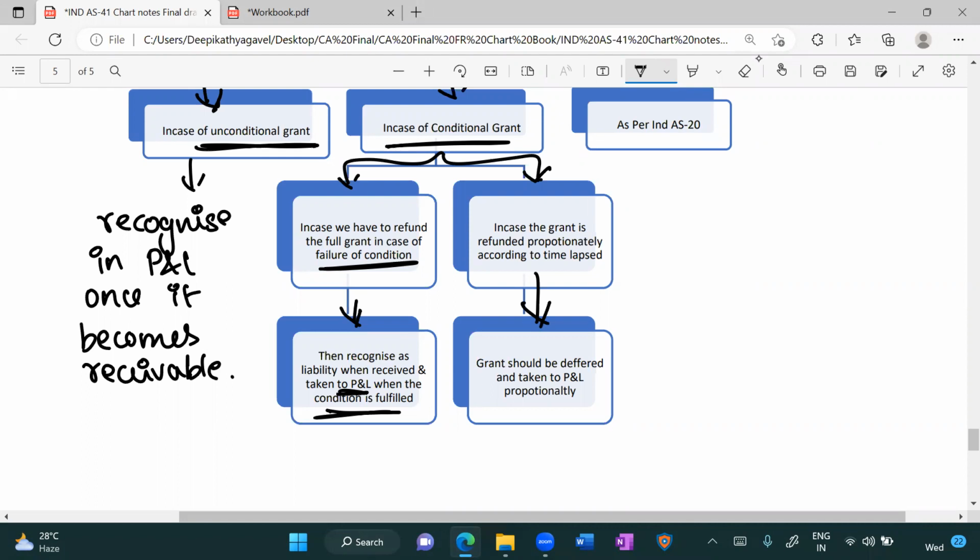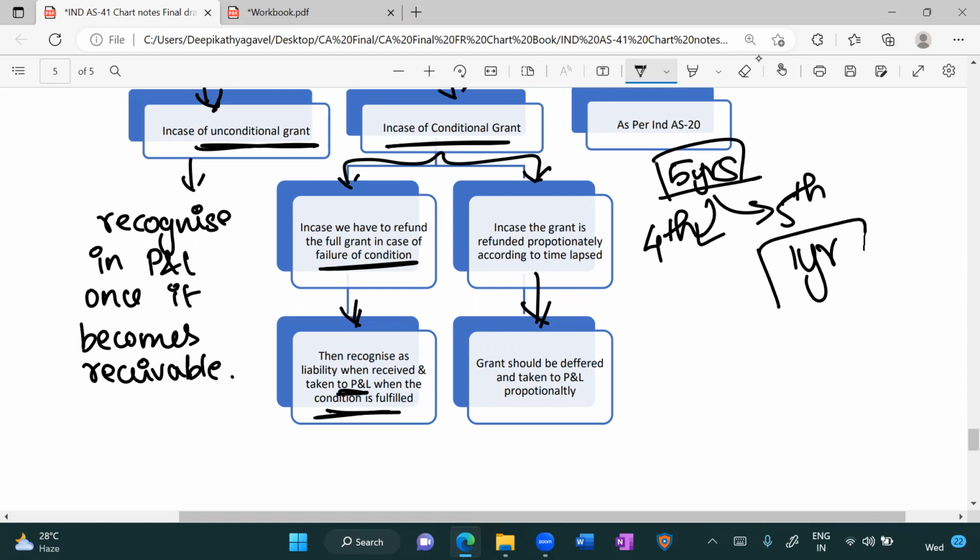It should be deferred and taken to the P&L proportionately, because let's suppose the government grant says that in 5 years you have to plant, let's say, 10,000 trees each year. That is why the government gave you that grant. Now, in case you breach this condition, the grant was given for how many years? 5 years. 4 years you fulfill the condition, and in the 5th year you have breached. So the government says, for that 1 year, what is the proportionate amount?